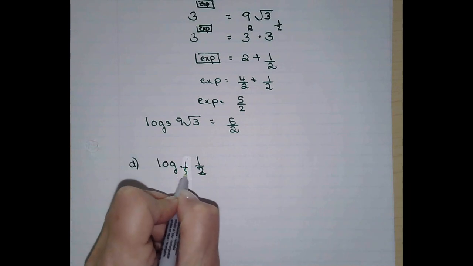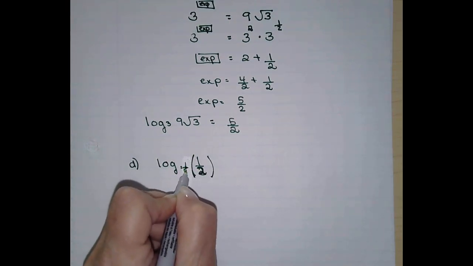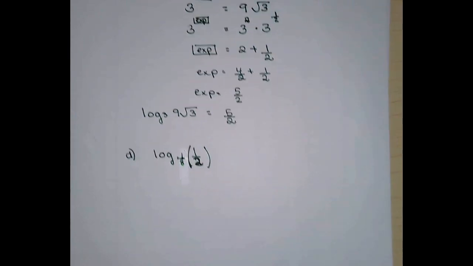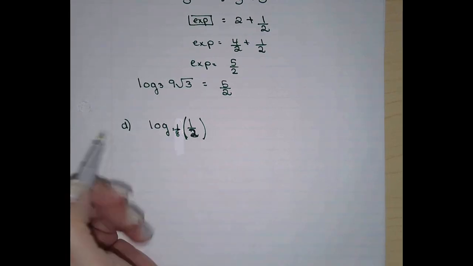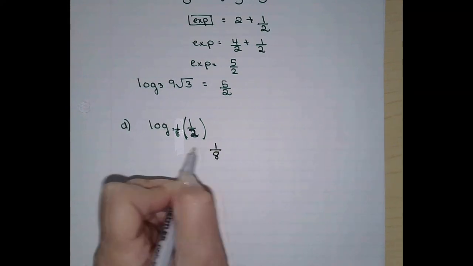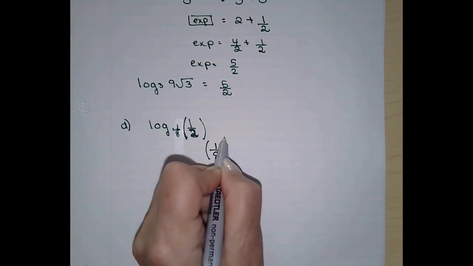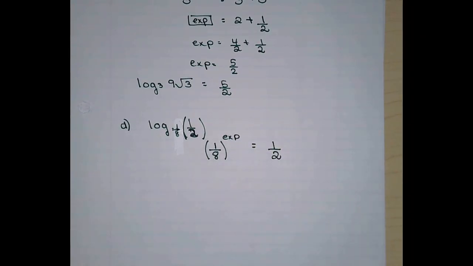So the base is 1/8. I'm just going to separate these. The answer is 1/2. Okay. First thing you do, always, is you switch that to exponential form, right? That's the first thing that you're always going to do. So that is 1/8, right, of some exponent is equal to 1/2. You must switch it to exponential form always.